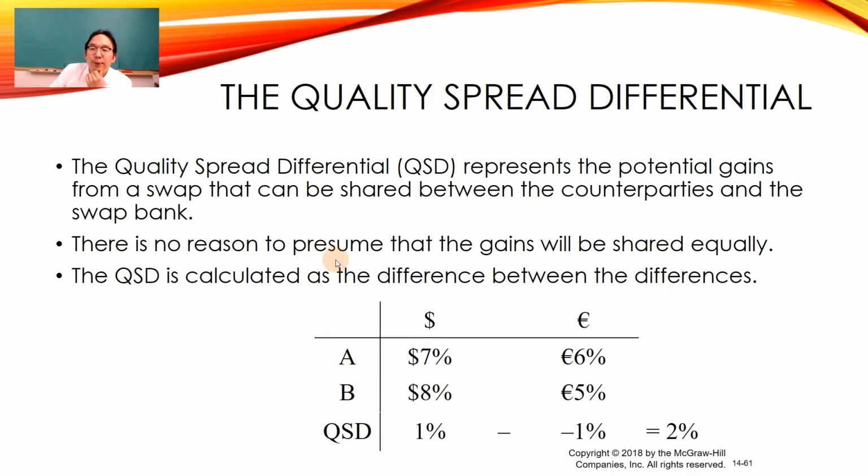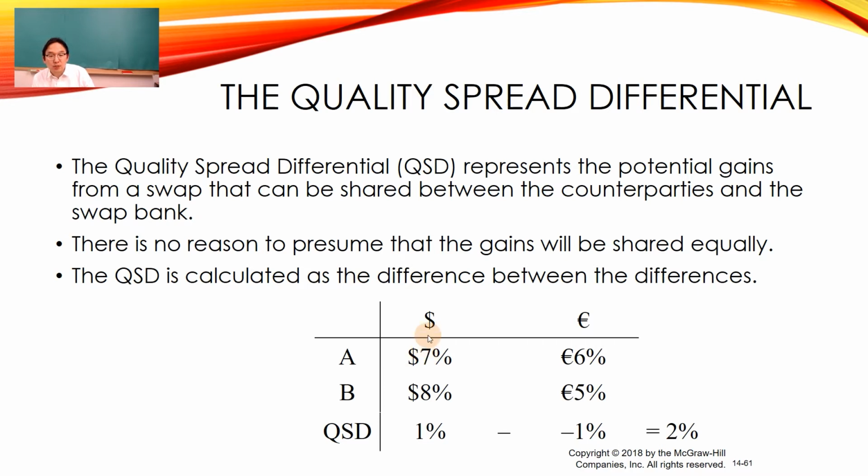Now, quality spread differential, you can interpret it this way. The quality spread differential, QSD, represents the potential gains from a swap that can be shared between the counterparties and the swap bank. There is no reason to presume that the gains will be shared equally. And then the negotiation matters over there, by the way. QSD is calculated as a difference between the difference of the difference.